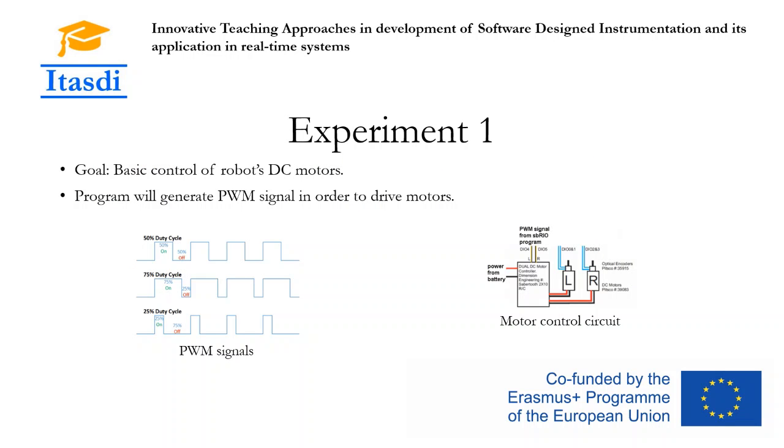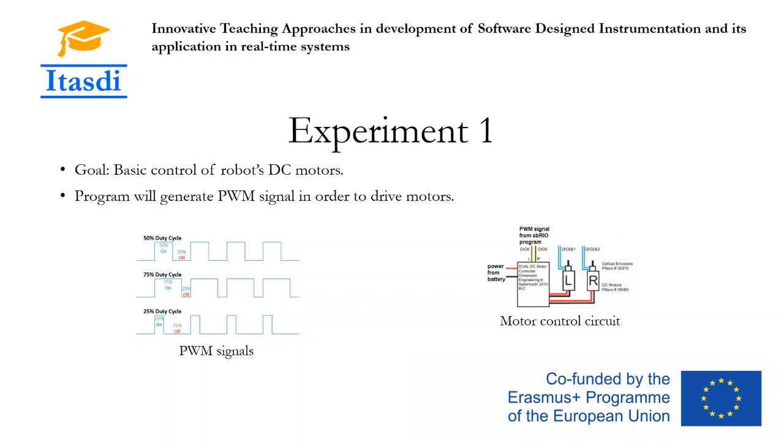The goal of this experiment is to give basic instruction on how to control DC motors. Controlling motors, your robot will move around. DC motors are connected to appropriate drivers that deliver the required power supply and control signal to them.